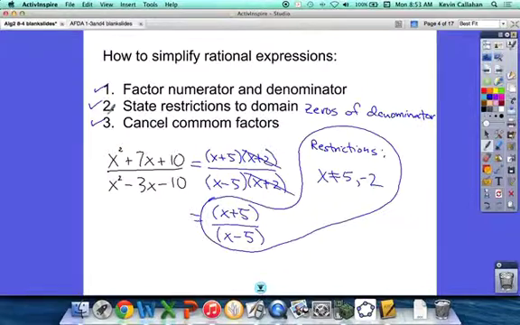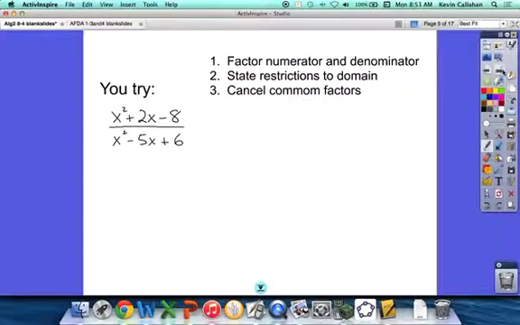Easy? Okay, try this one. This will be the you tried you're going to hand in. So write it down on a piece of paper you can hand in. Should work pretty similar to the one we just did.